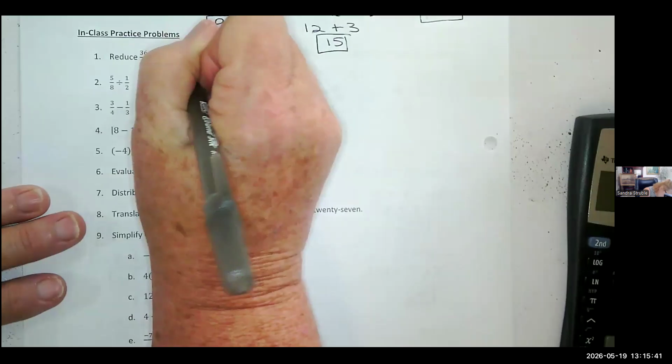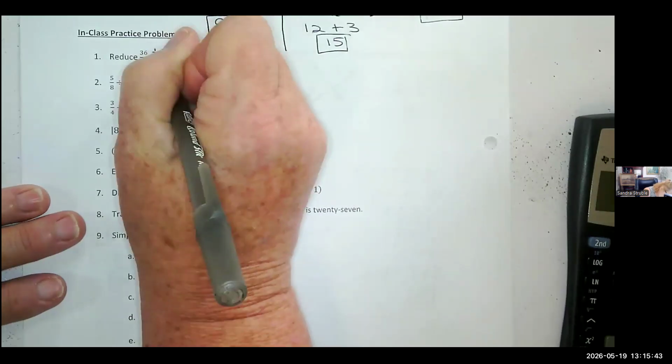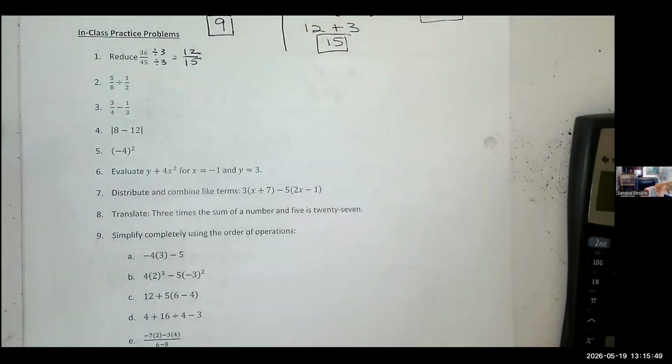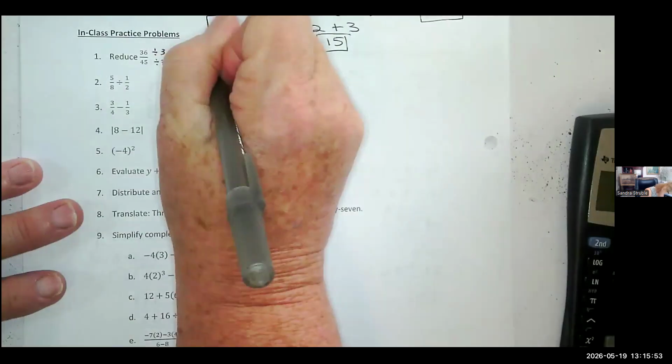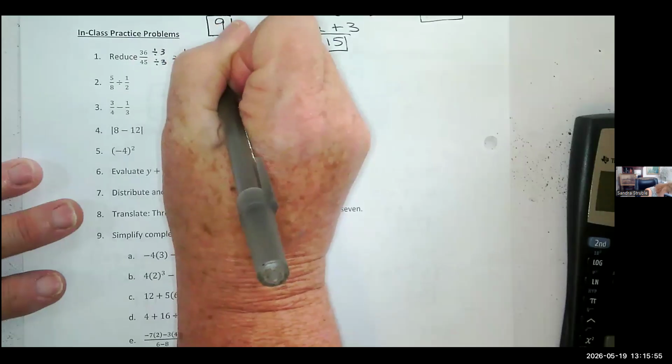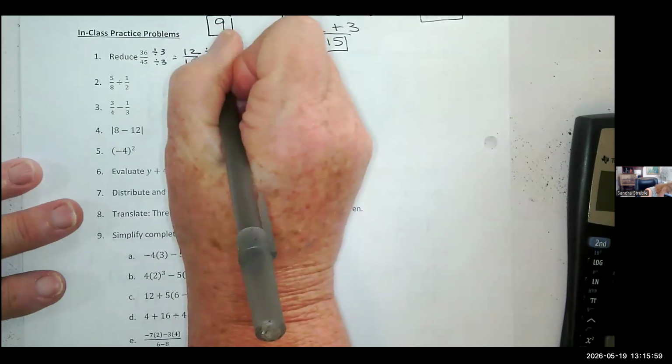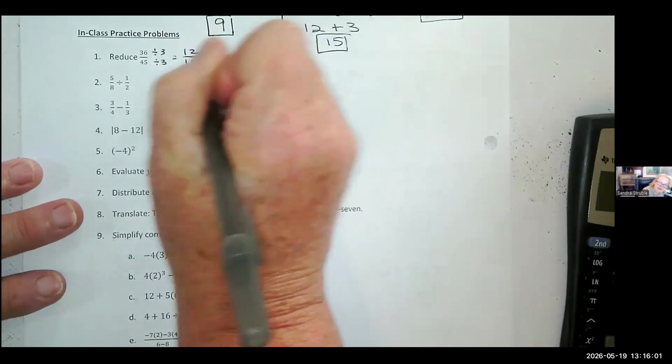36 divided by 3 is 12. 45 divided by 3 is 15. They also both divide by 3 again, because 2 plus 1 is 3 and 1 plus 5 is 6. 12 divided by 3 is 4. 15 divided by 3 is 5. That's as low as it can go.